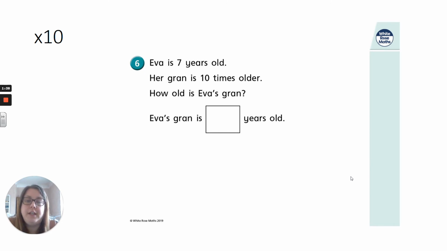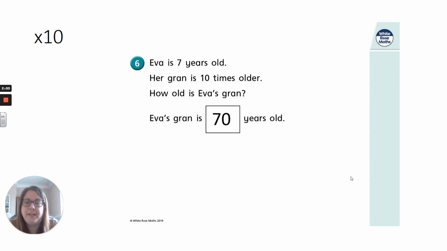Eva is 7 years old. Her gran is 10 times older. How old is Eva's gran? Have a little think. You might want to pause the video for this one. I'll read it again. Eva is 7 years old. Her gran is 10 times older. How old is Eva's gran? Pause the video and see if you can work it out.